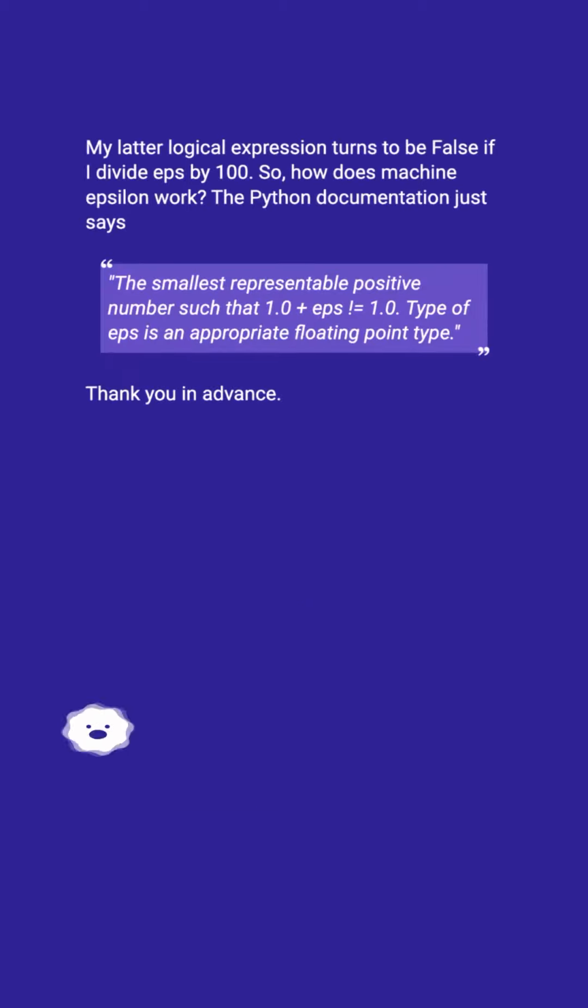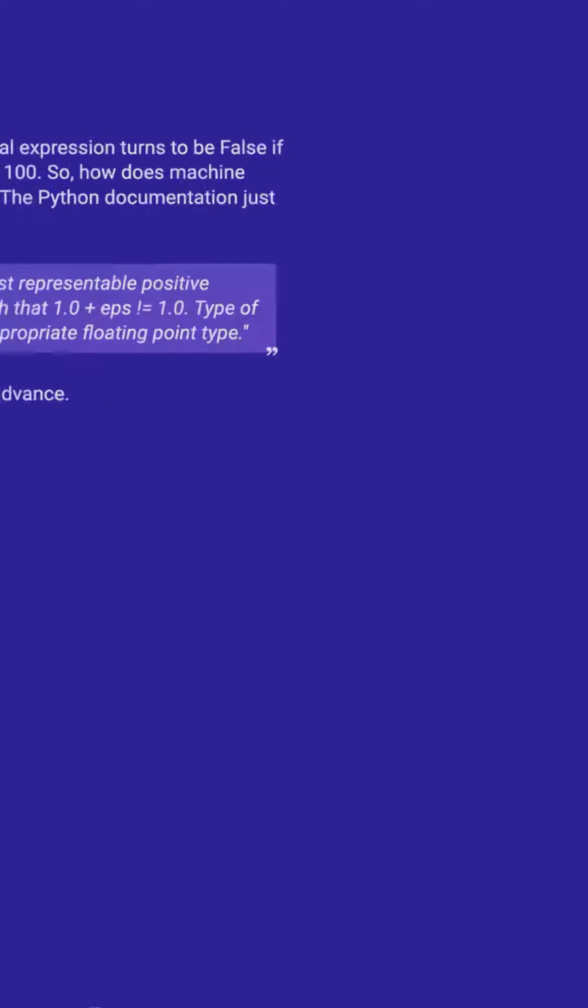My latter logical expression turns to be false if I divide eps by 100. So, how does machine epsilon work? The Python documentation just says, the smallest representable positive number such that 1.0 plus eps not equal 1.0. Type of eps is an appropriate floating point type. Thank you in advance.